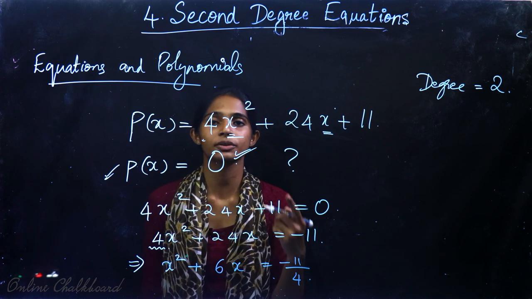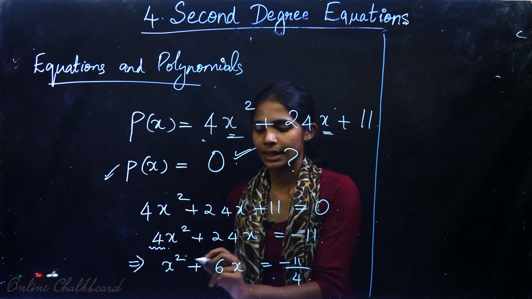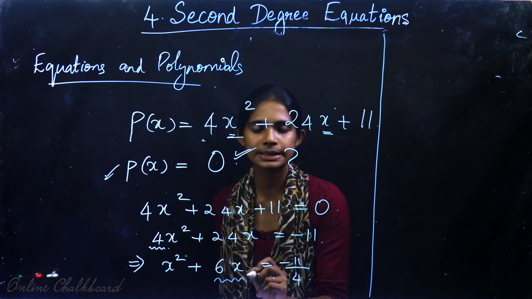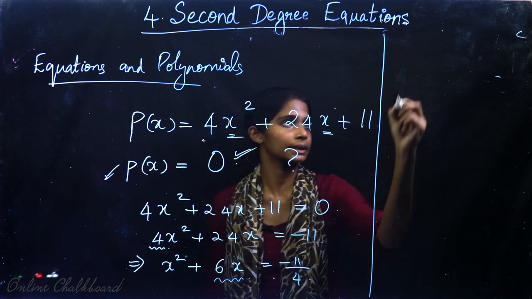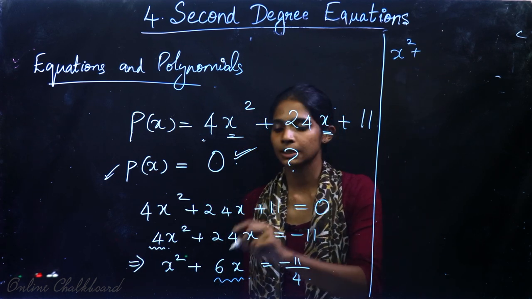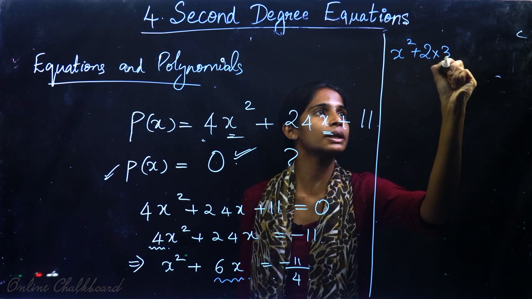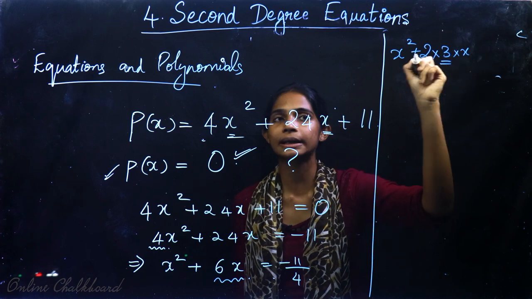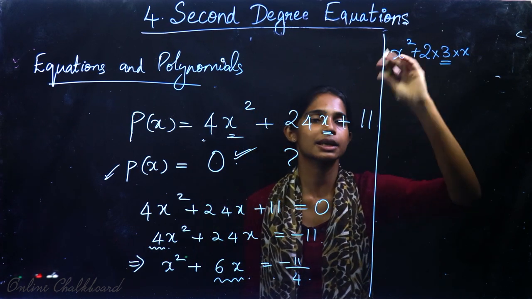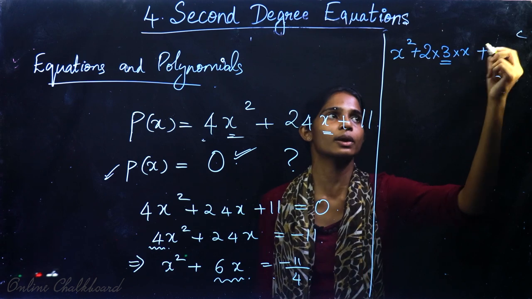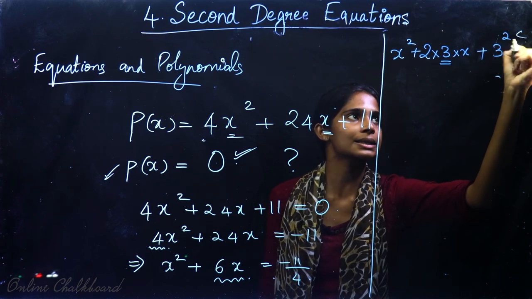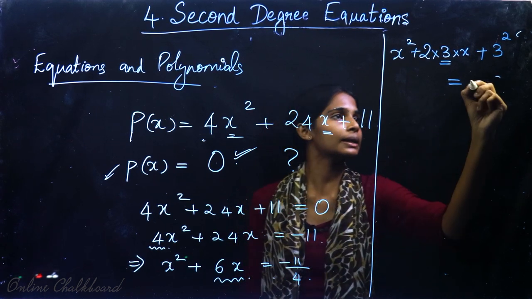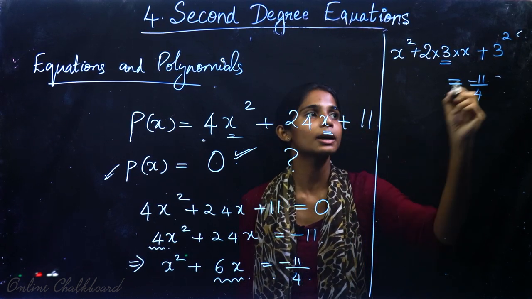Now, we continue with the completion of the square. So x square plus 6x is equal to minus 11 by 4. Now, x square plus 6x is 2 into 3 into x, that is 2 into a into x in the formula, so a is 3. We have x square plus 2ax plus a square, so we need to add 3 square. I add 3 square on the left, and on the right we already have minus 11 by 4, so we add 3 square there as well.